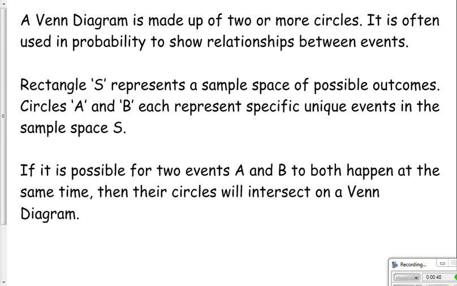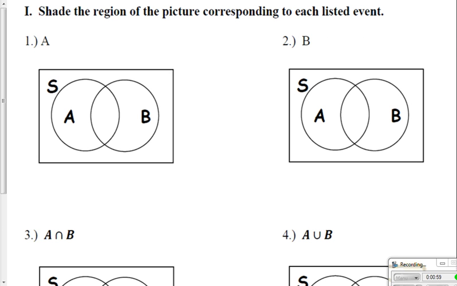If it is possible for A and B to happen at the same time, then their circles are going to intersect or overlap or even be one inside the other on the Venn diagram. Here are some examples of Venn diagrams, and in the directions here it says that we are going to shade the region of the picture corresponding to each listed event. So these are written with descriptions, but just kind of generically. So if we had an event A, in this diagram, event A is this region. Notice that it includes part of circle B, but it is the entirety of circle A. Okay?